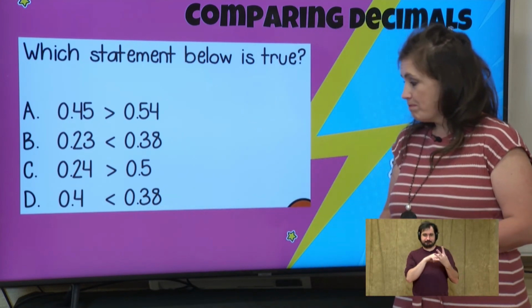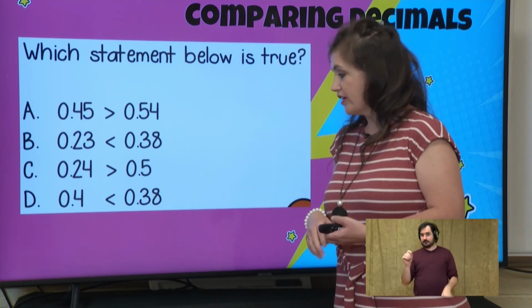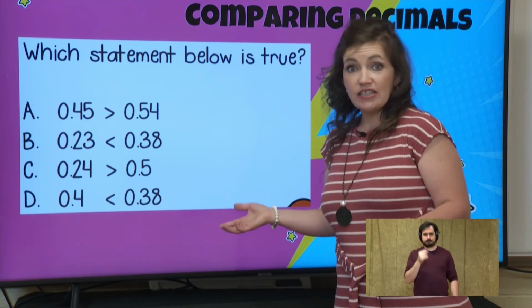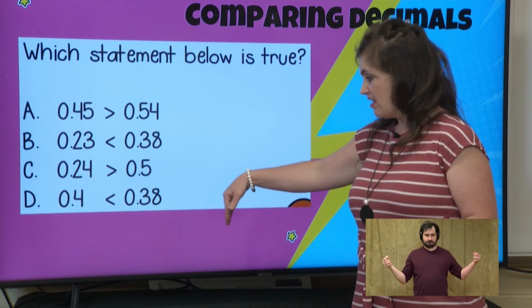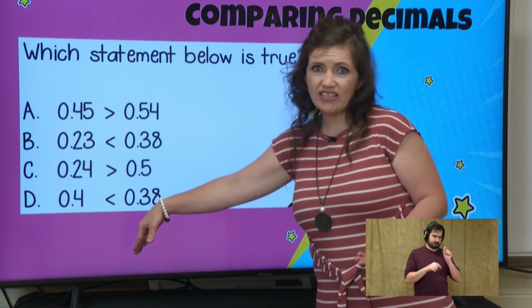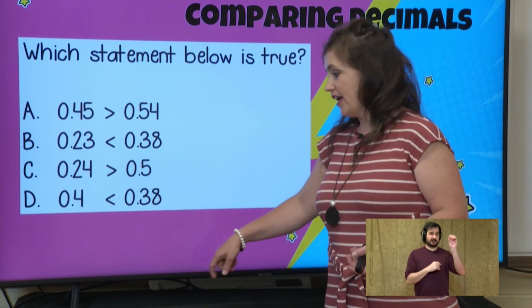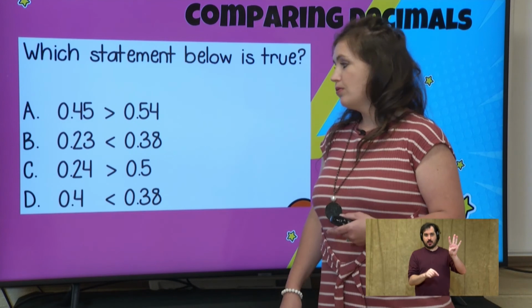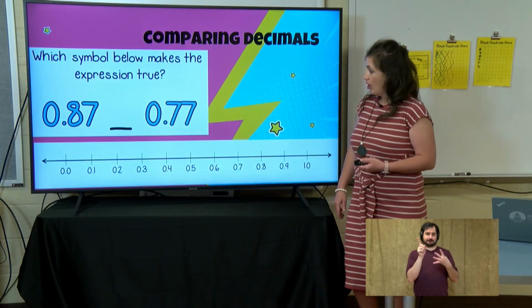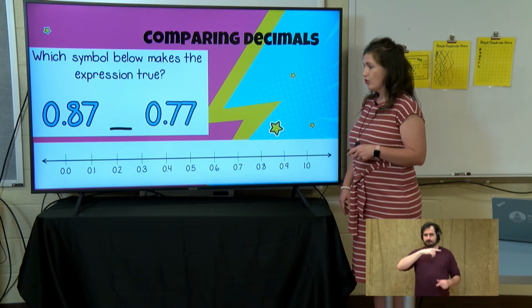Let's look at D. We have 4 tenths less than 38 hundredths. Well, let's think. We could think about it as a number line. 4 tenths and then 3 tenths. Oh, well, 3 tenths, that's before 4 tenths. So we know that would be greater than 38 hundredths, not less than. So our only correct answer would be option B. All right, so I want you to tell someone you're watching with or draw or write this down.